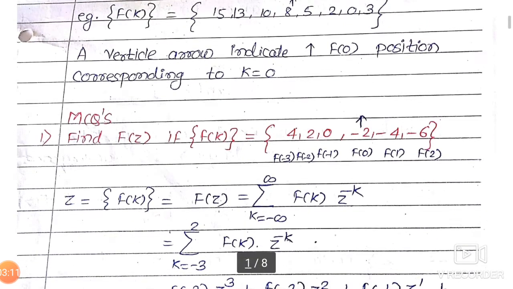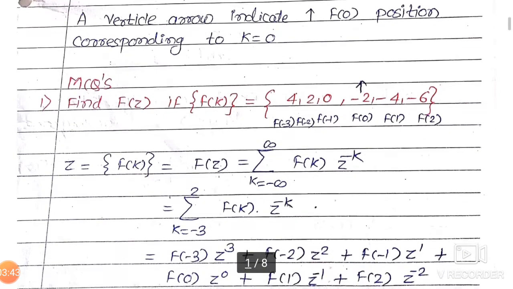Next step, we are going to take the Z transform of the above sequence. So Z of f of k is equal to what? F of z, and F of z can be written as summation from minus infinity to plus infinity f of k z raised to minus k. Now for this example, the values of k are from left to right, so the value of k is from minus 3 to plus 2, f of k z raised to minus k.